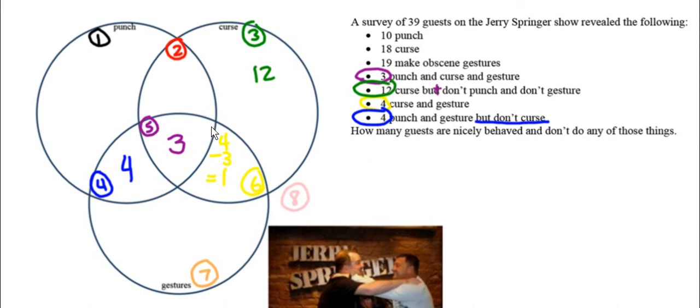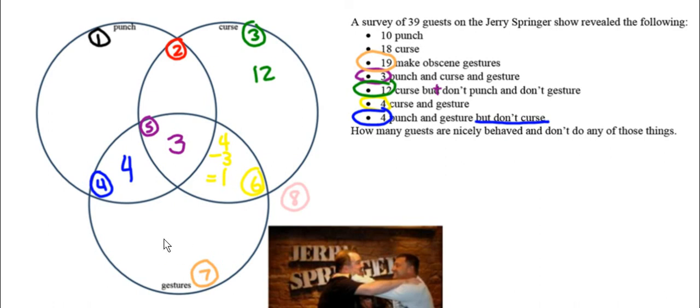And the order that these are filled out, there's no real order. It just depends on how much information you're given. So for instance, if we look at 10 people punch, that's the entire circle, but we're missing 2 pieces of information. So we can't do anything with that 10 yet. But it says here that 19 people make obscene gestures. So it's just saying obscene gestures, so that includes this entire circle.